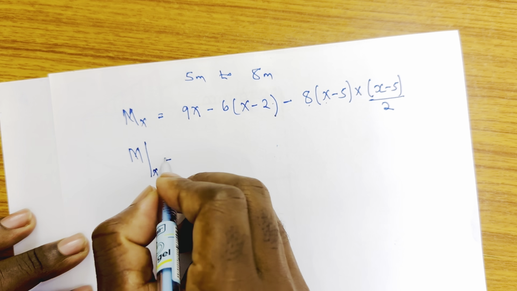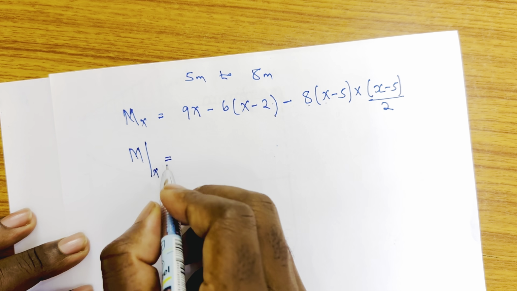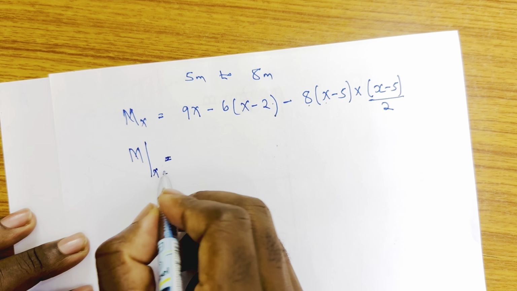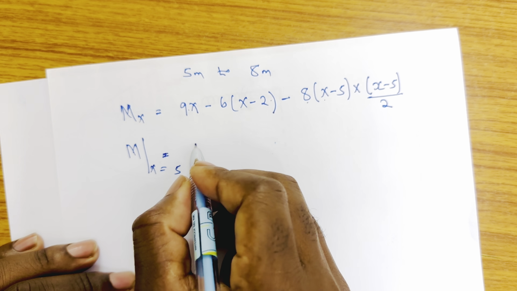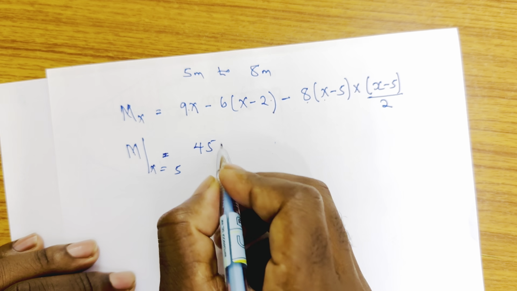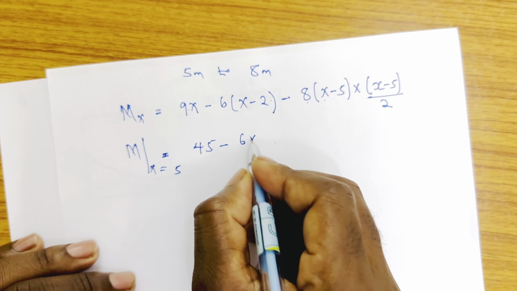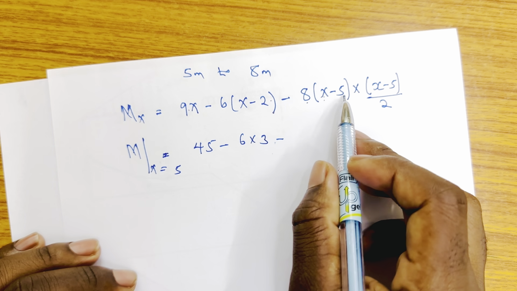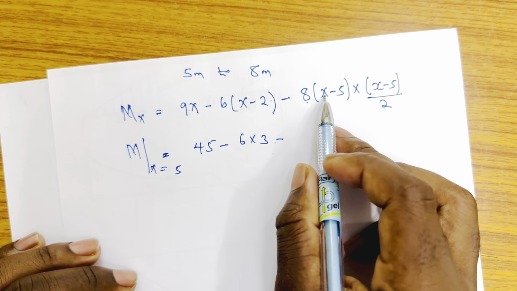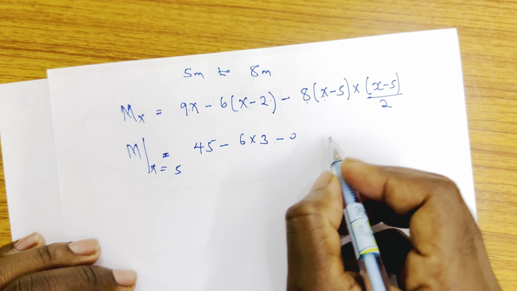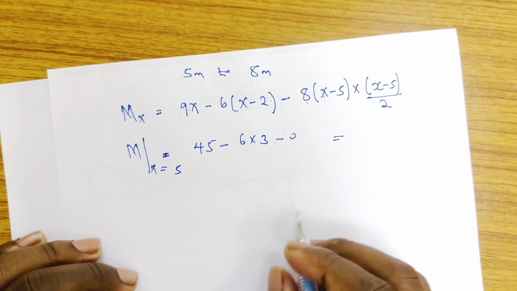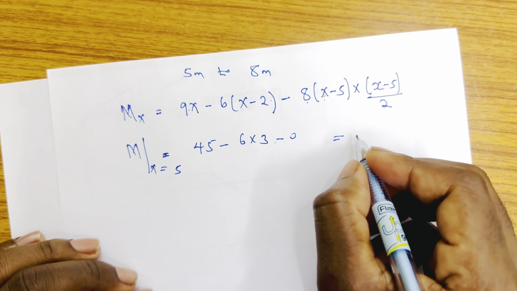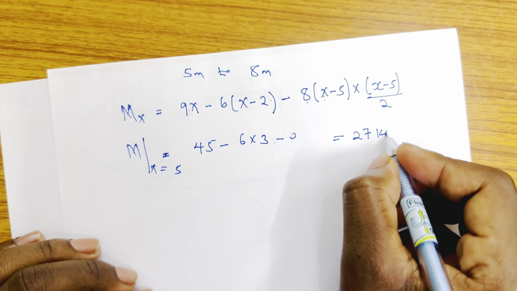So let's find the value of moment when my x is equal to 5. When my x is equal to 5, you have to substitute. This is going to be 45 minus 6 times 3. Then minus, obviously if this is 5, you clearly see that this is going to be 0, 5 minus 5 is 0. So the answer here still remains like the previous one, which we obtained to be 27 kilonewton meter.